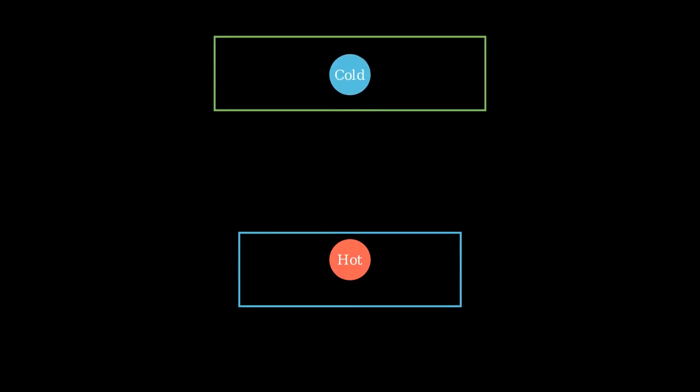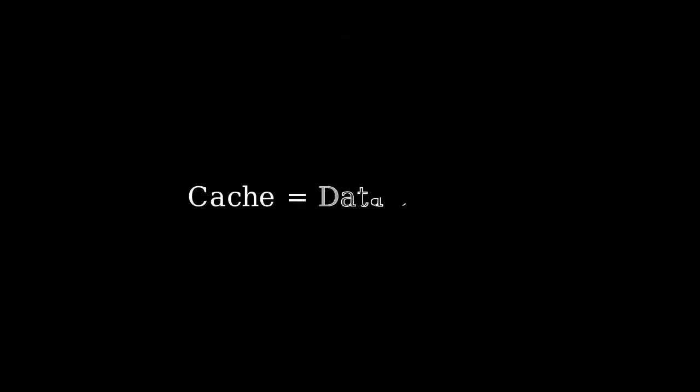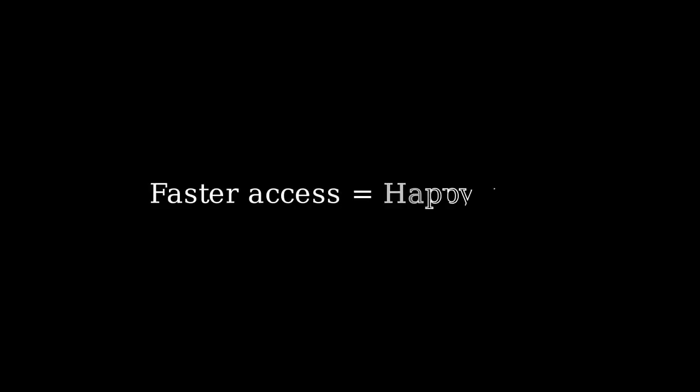We call items you use often hot data, and they stay right on your desk where you can reach them instantly. Items you rarely use are cold data, and they get tucked away in the archives. A cache is simply the practice of keeping your most important data on the desk so you do not have to walk to the archive. Faster access to your data means a much happier user.